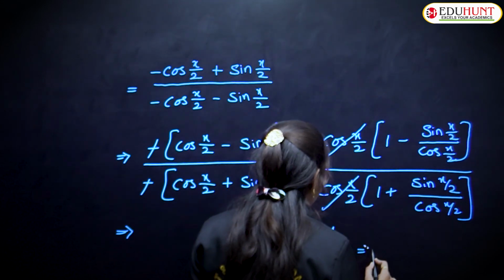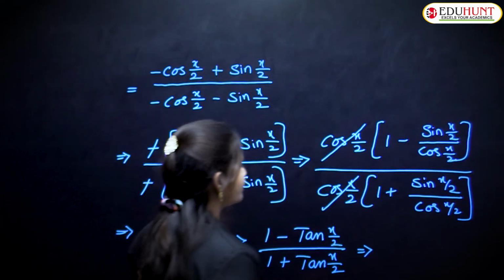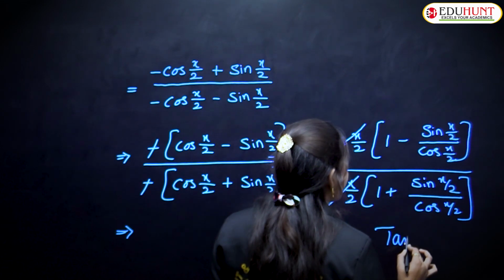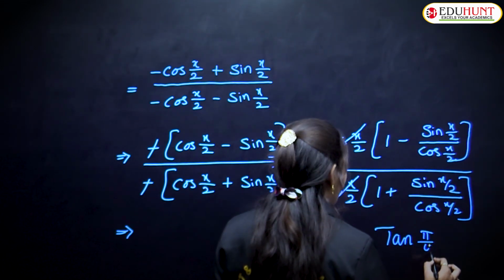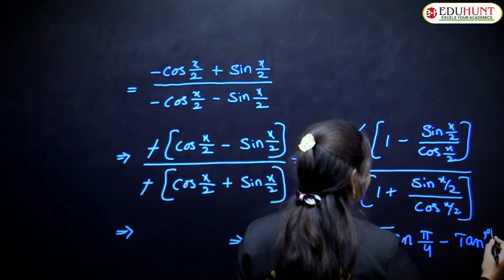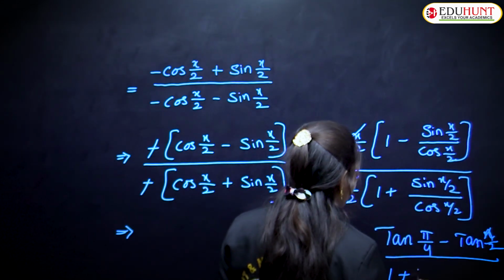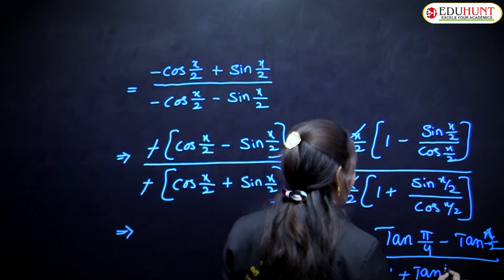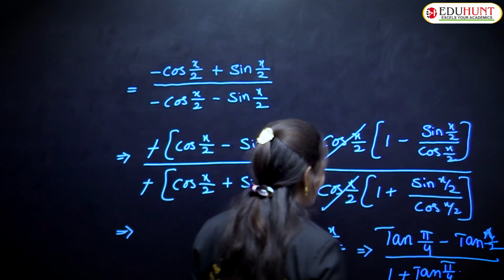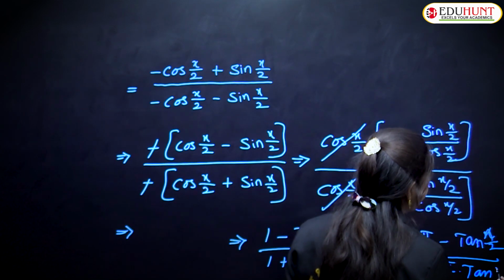So here this one we can write as tan pi by 4, tan 45 degrees only, no? So we can write that one as tan pi by 4 minus tan x by 2, whole by 1 plus tan pi by 4. Tan pi by 4 means 1 only, so 1 into tan x by 2, that is tan x by 2.